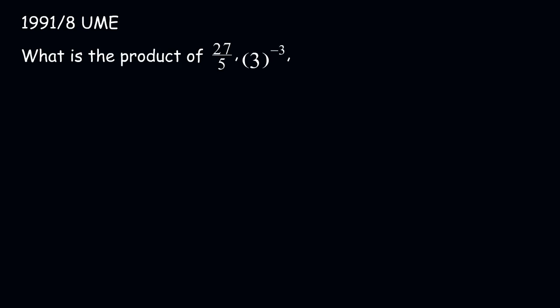Our first question is from 1991 UME, number 8. It states, what is the product of 27 over 5, in bracket raised to the power minus 3, and 1 over 5 in bracket raised to the power minus 1?